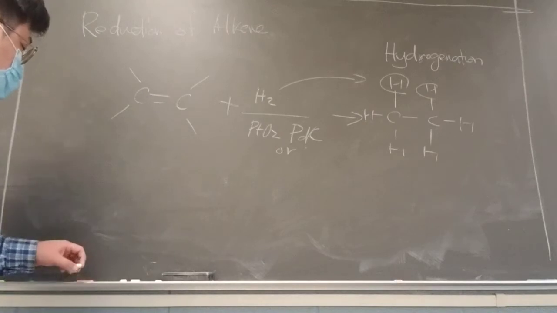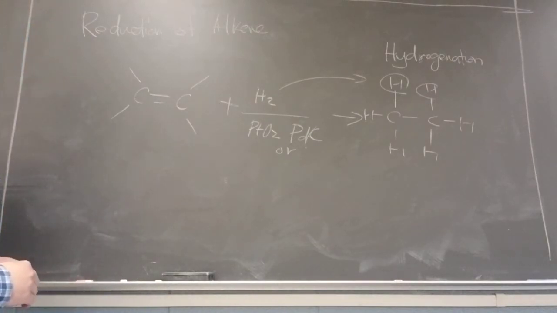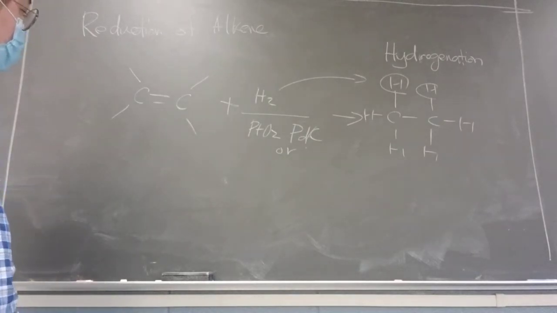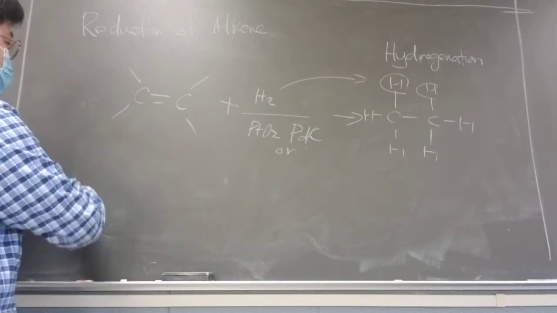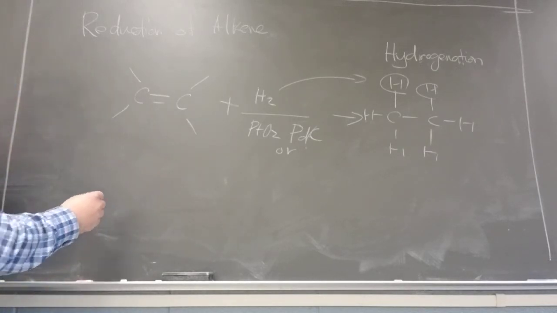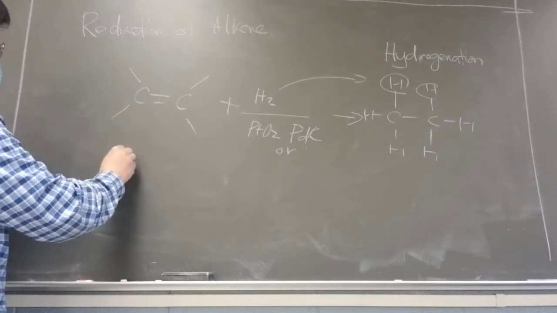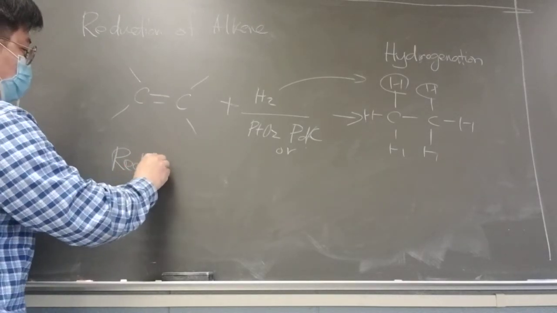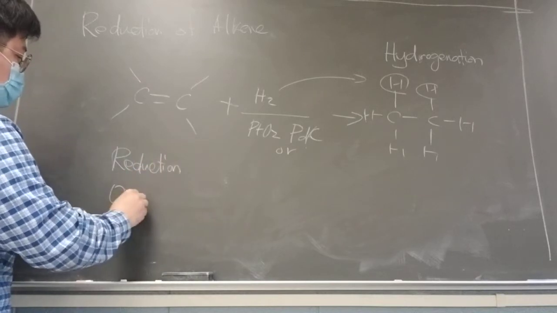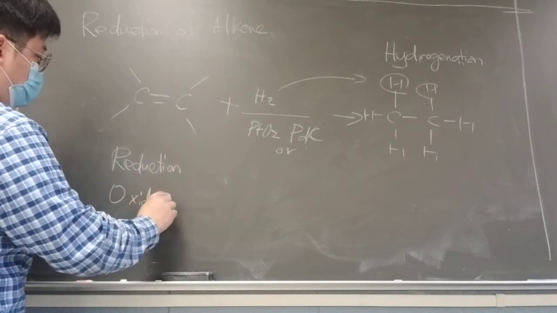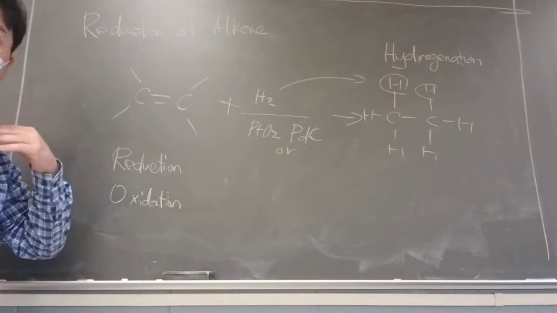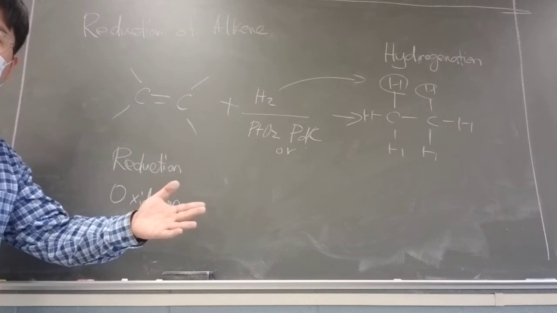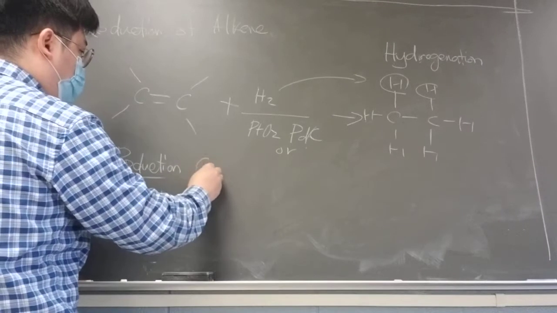So the point is why we call this the reduction. When you put those hydrogens on the carbons in the double bond, here's the thing. This is a quick review from the previous course. Whenever you have a reduction, or you can say oxidation, do you guys know what reduction is? Is it gaining electrons or losing electrons? Reduction is about gaining electrons.